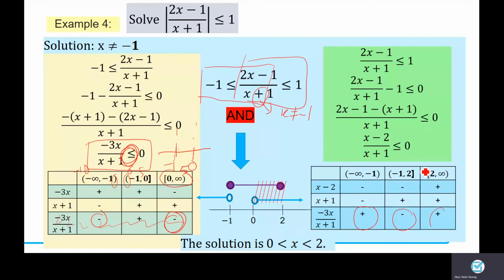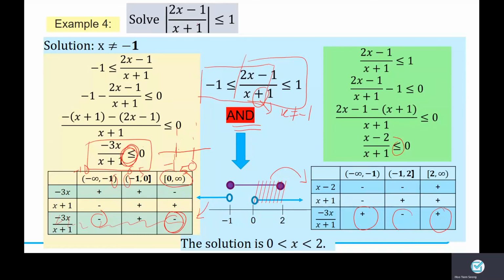Now since this is less than 0, I'm going to look at the negative side, which is this one. But since the connector is 'and', I need to combine my left hand side and right hand side answers. The blue color is my left hand side answer, and my purple one is my right hand side answer. So now with 'and', we find the intersection is 0 until 2.